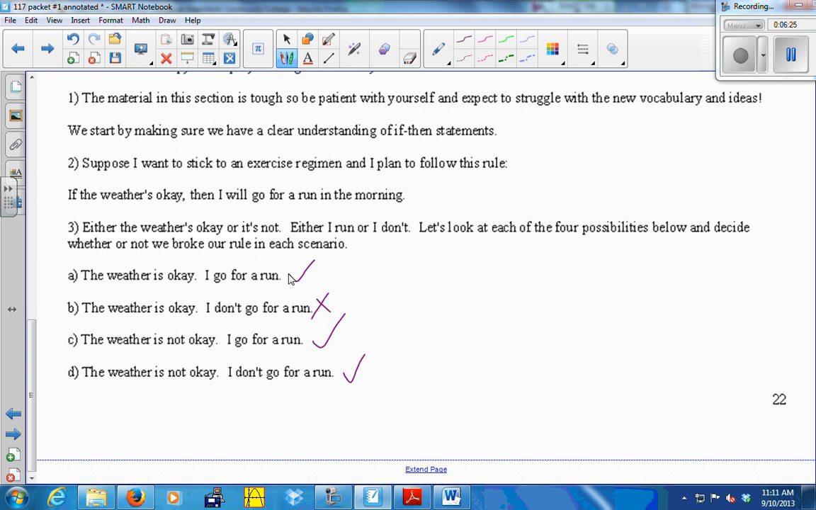Does that make sense? Okay, so there's only one way to break an if-then statement in general. It's when you satisfy the if part and don't satisfy the then part. So in general, if the weather's okay, satisfied, right? But I don't go for a run, unsatisfied. So the only way to break an if-then statement is if the first part is true and the second part is false.